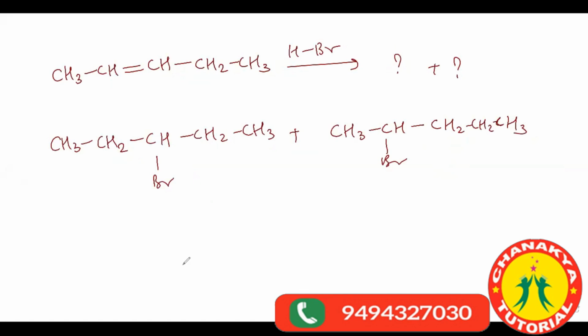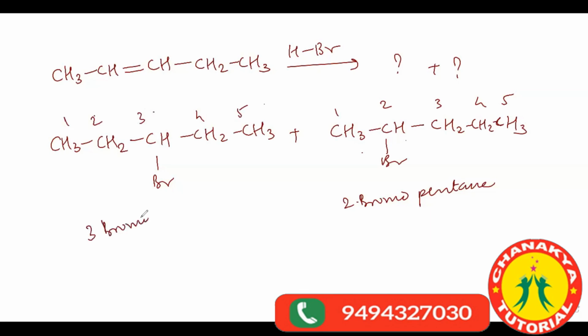What would be the name of the compound? 1, 2, 3, 4, 5. This will be what? 2-bromopentane. Correct? And what about this? From here also third, here also third. 1, 2, 3, 4, 5. So it will be 3-bromopentane. Got it?